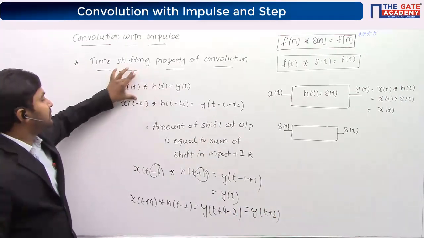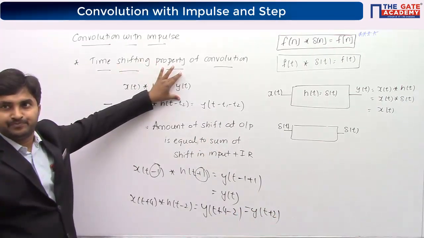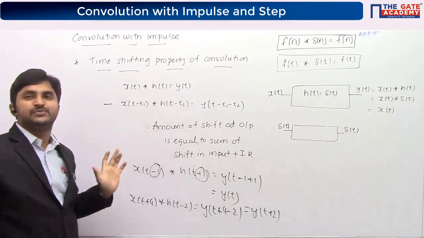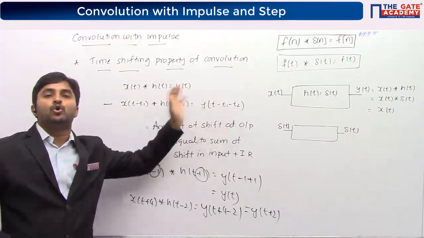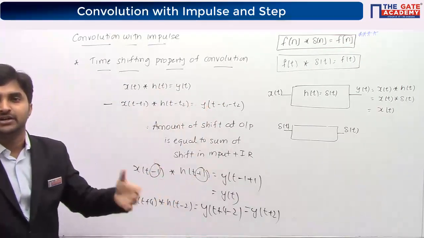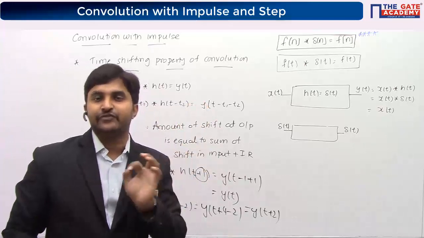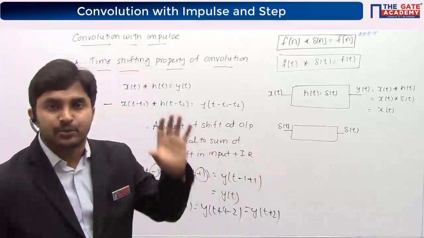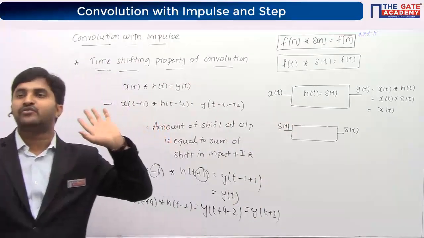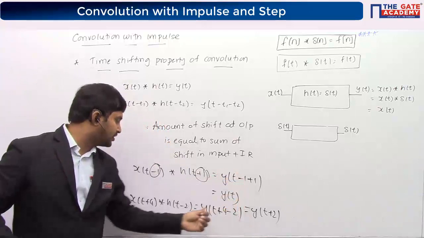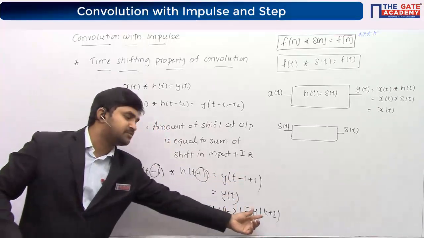Input and impulse response convolution results in the output, right? Now you are applying shifts in the input and the impulse response, so the output is also going to be shifted. How much shift in the output? The shift in the output will be equal to the sum of the shifts of input and impulse response. So minus 1 plus 1 is 0 here, and plus 4 minus 2 is plus 2 here.